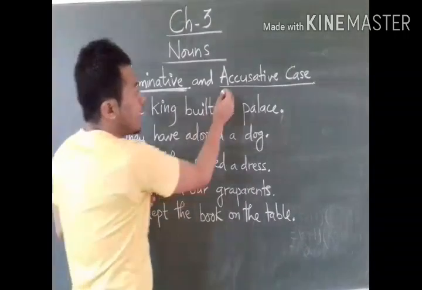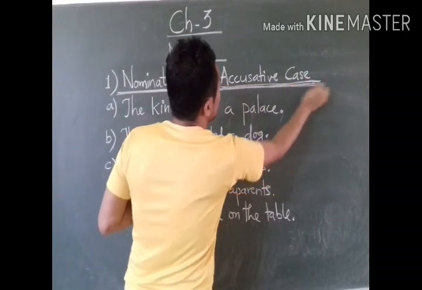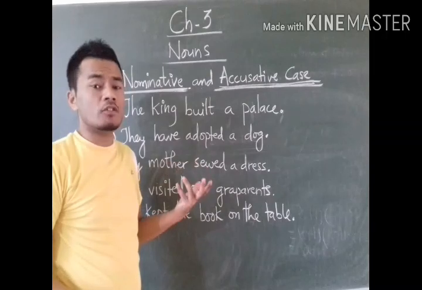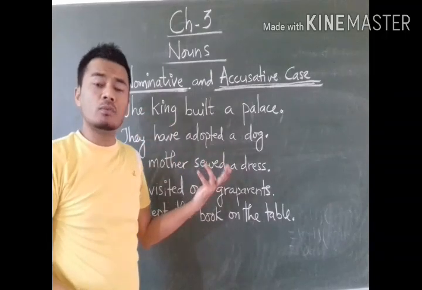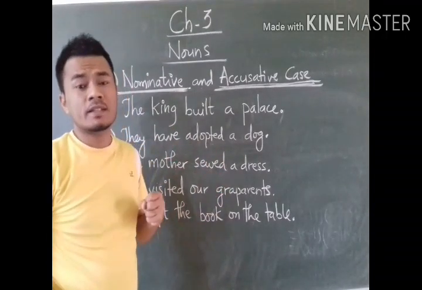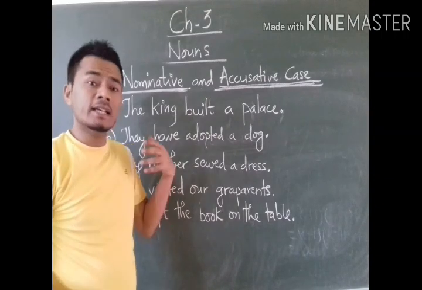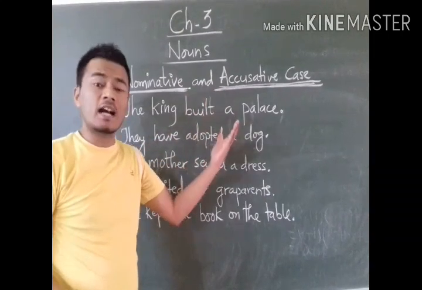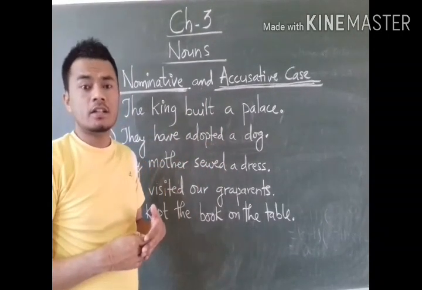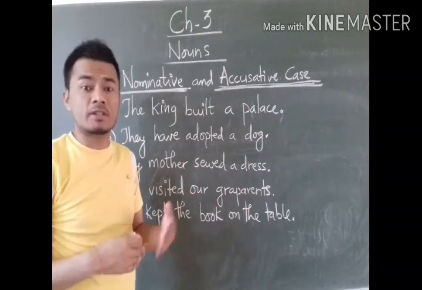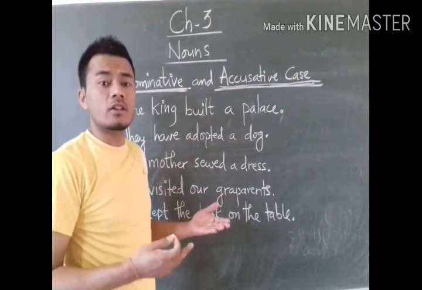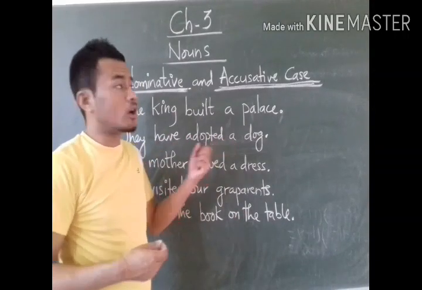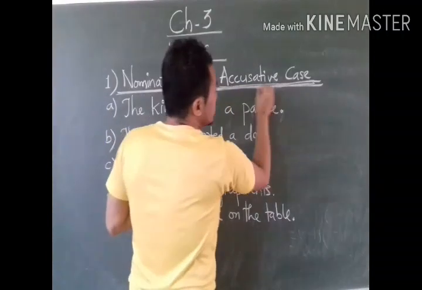Okay. Now, what will be the accusative case of nouns or pronouns? Not only nouns but also pronouns. Accusative case of nouns or pronouns means those nouns or pronouns which are used as object in sentences. We all know that subjects are the doer of the action, but objects are the receiver of the actions. Nouns can be used both as the doer and the receiver of the actions. If the nouns or pronouns are used as the receivers of the actions, then those nouns or pronouns are said to be in accusative case.